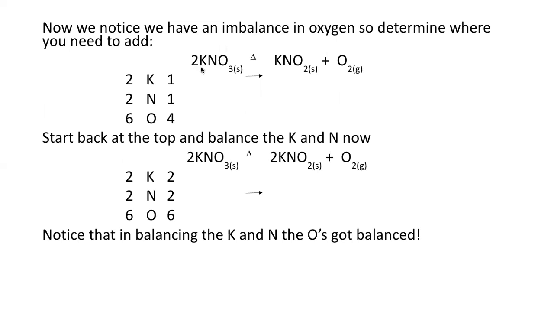So now that we've added a 2, we have 2 potassium because we're going to multiply the coefficient by each atom. So we have 2 potassium, we have 2 nitrogen, and now we need to multiply the coefficient by the subscript. 2 times 3 is 6. So we have 6 oxygen now on the reactant side. I apologize, and now let's look at the product side. We have 1 potassium, 1 nitrogen, and 4 oxygen. So now we have more oxygen on the reactant side than we do on the product. It's still not balanced. We're almost there.